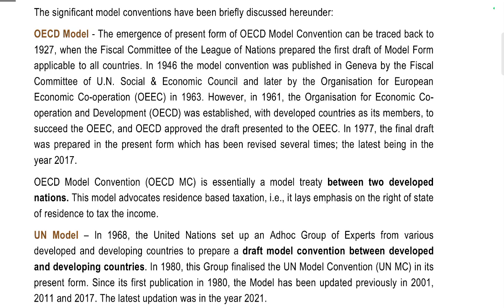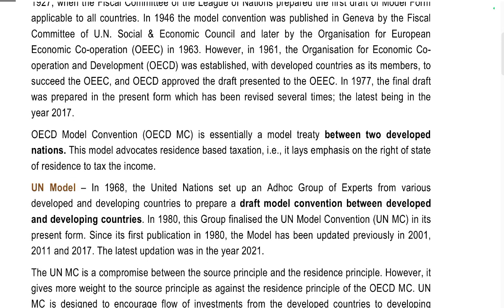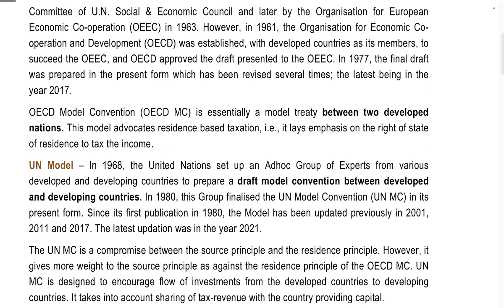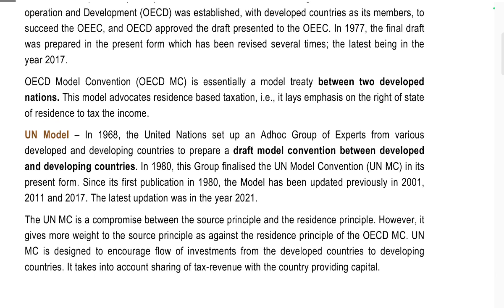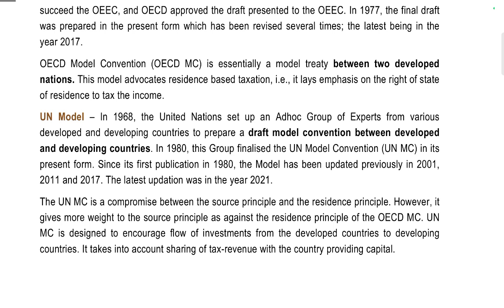In 1961, the Organisation for Economic Cooperation and Development (OECD) was established to succeed the OEEC, and it approved the draft presented by the OEEC. In 1987, a final draft was prepared and presented, which has been revised several times, the latest being in 2017. The OECD model convention is essentially a model treaty between two developed nations. The model advocates residence-based taxation. It lays emphasis on the right of the state of residence to tax the income.